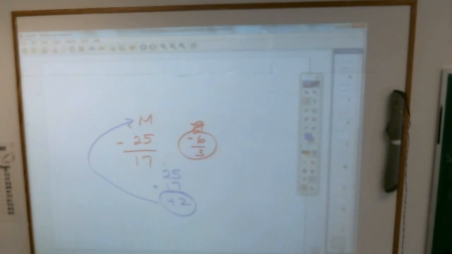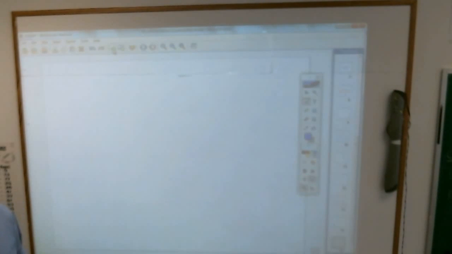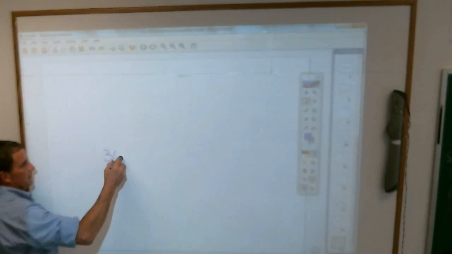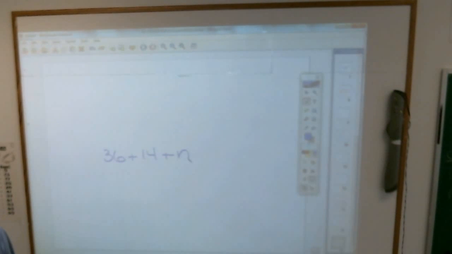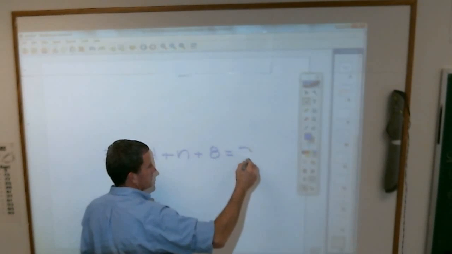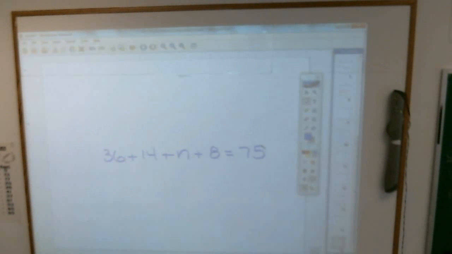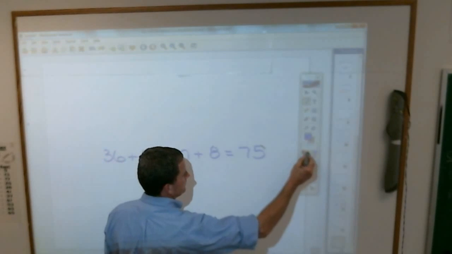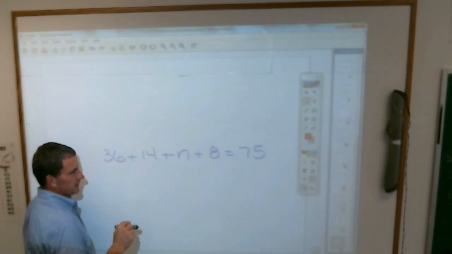Let's do one more. Here's one right out of the book. This is a practice problem. This one's a little tougher. 36 plus 14 plus N plus 8 equals 75. How would one go about doing such a problem as this? You add 36 plus 14, then you subtract 8.